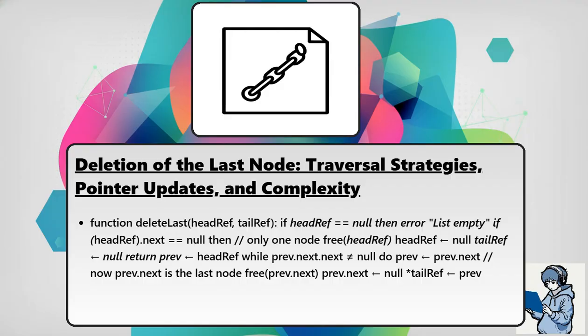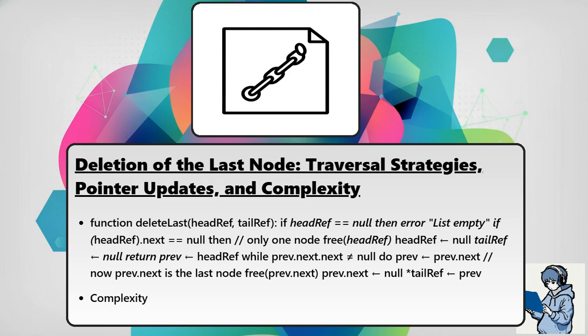Pseudocode. Define function delete last with parameters head reference and tail reference. If *head reference equals null, then error, list empty. If *head reference.next equals null, then only one node: free *head reference, set *head reference to null, set *tail reference to null, return. Set prev to *head reference. While prev.next is not equal to null, set prev to prev.next. Now prev.next is the last node. Free prev.next, set prev.next to null, set *tail reference to prev.